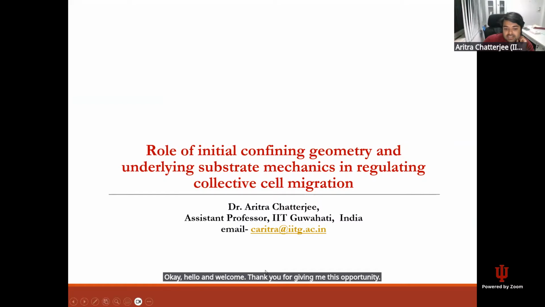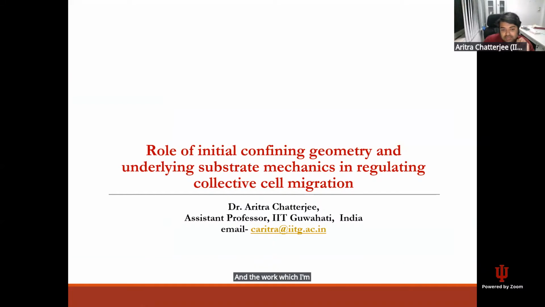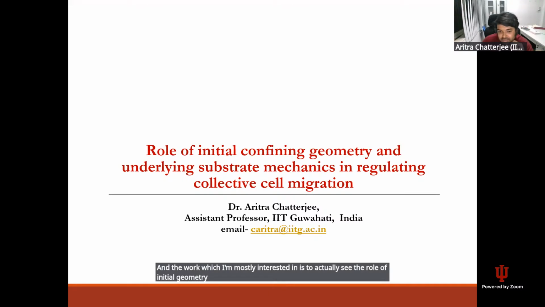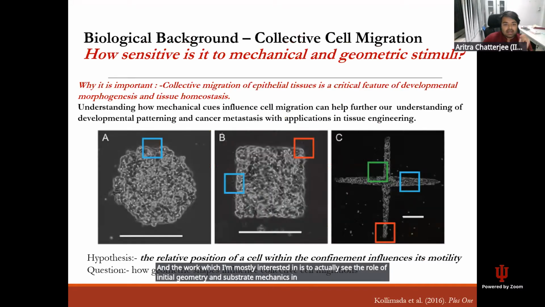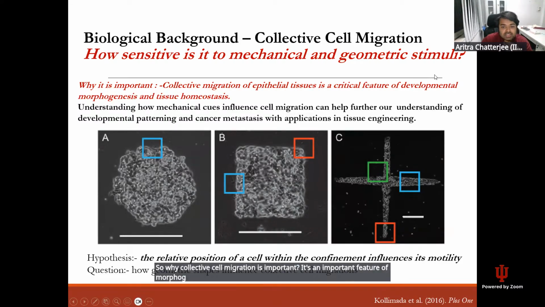I'm Aritra Chatterjee. I'm a faculty at IIT Guwahati in India. And the work which I'm mostly interested in is to actually see the role of initial geometry and substrate mechanics in collective cell migration. So why is collective cell migration important? It's an important feature of morphogenesis and tissue homeostasis.